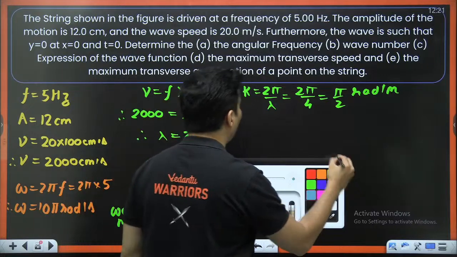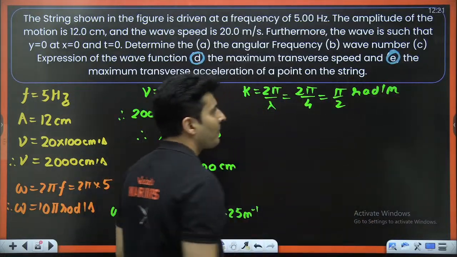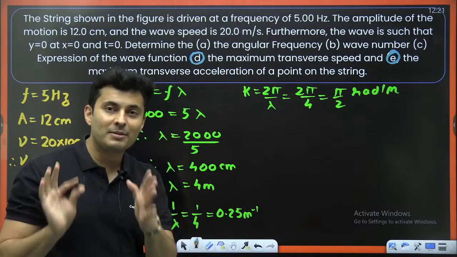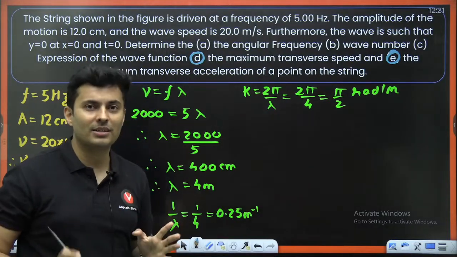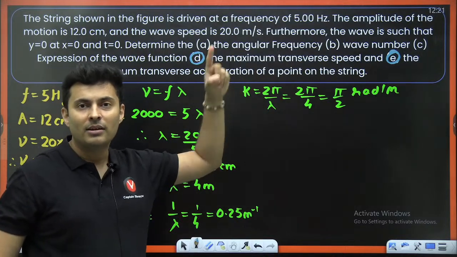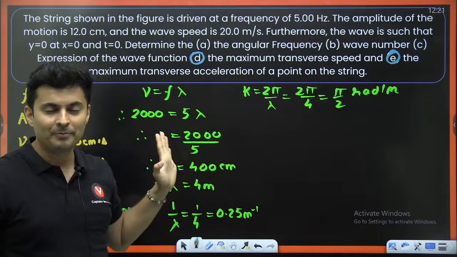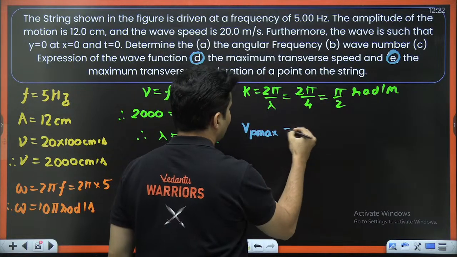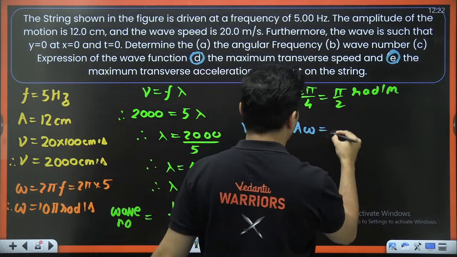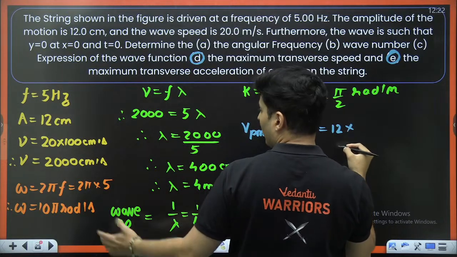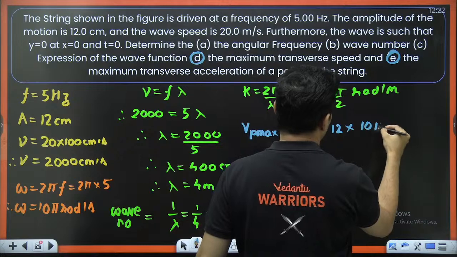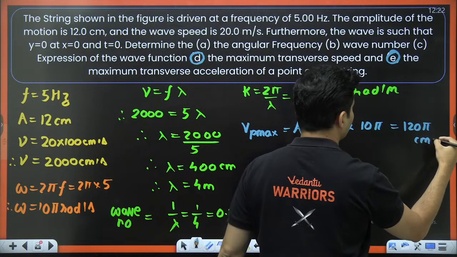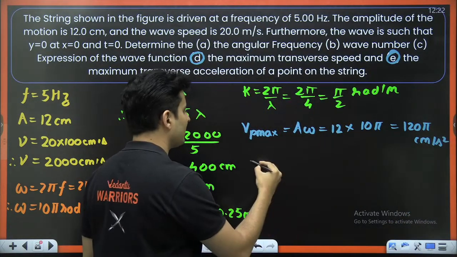How? I'll tell you. For this particular D as well as E, the particle's speed and acceleration is just like SHM. So if you know maximum speed of SHM or maximum acceleration of SHM, you automatically know the maximum speed and maximum acceleration of the particle, because it is going up and down, SHM only. So VP max is nothing but A omega. Amplitude is 12. Omega is 10 pi radians per second. So this will be 120 pi centimeters per second.